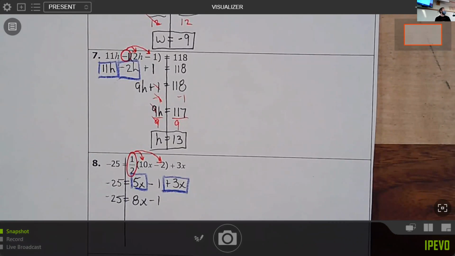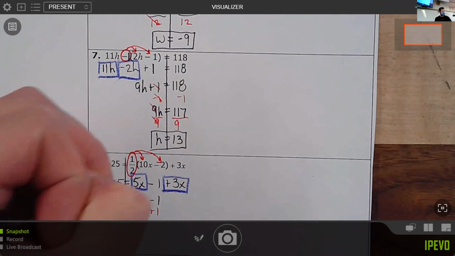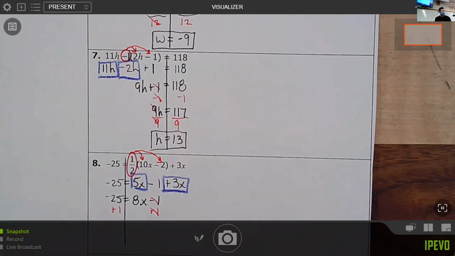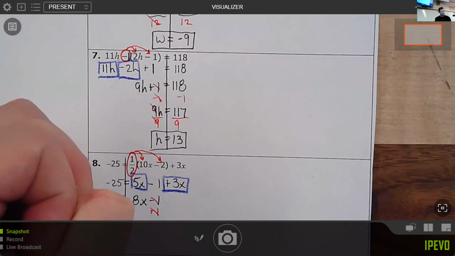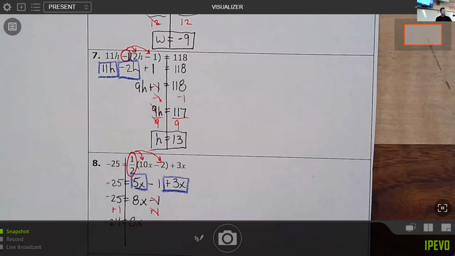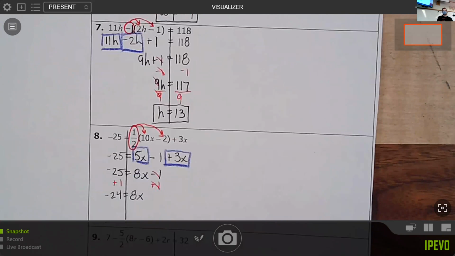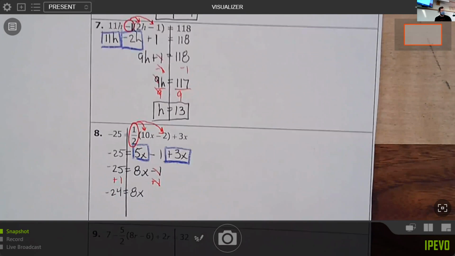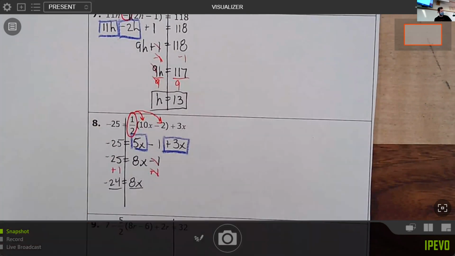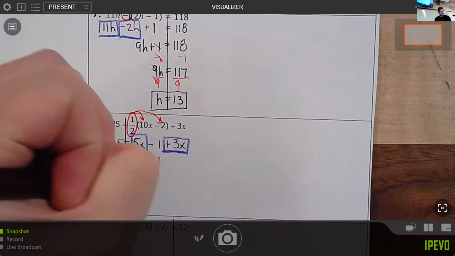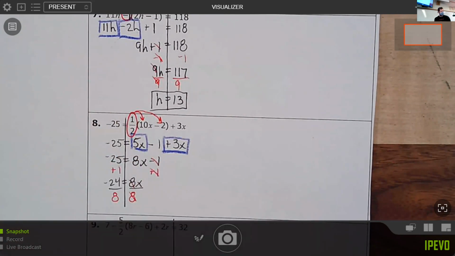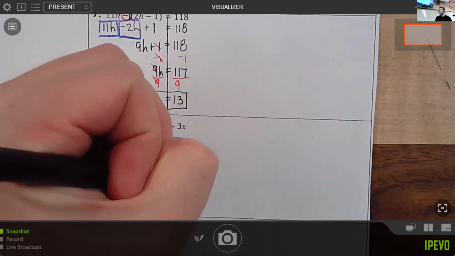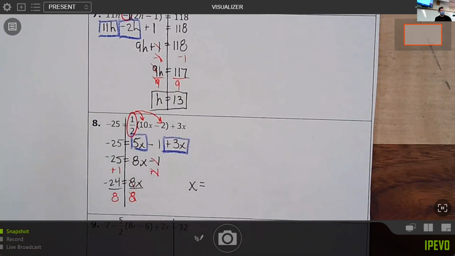What's our next step? What do we do now? Add 1. Negative 25 plus 1 is negative 24. 8x is still there, so we bring the 8x down. So negative 24 equals 8x. What's our last step? Divide by 8 on both sides. And we get x is equal to what? What's negative 24 divided by 8? Negative 3.